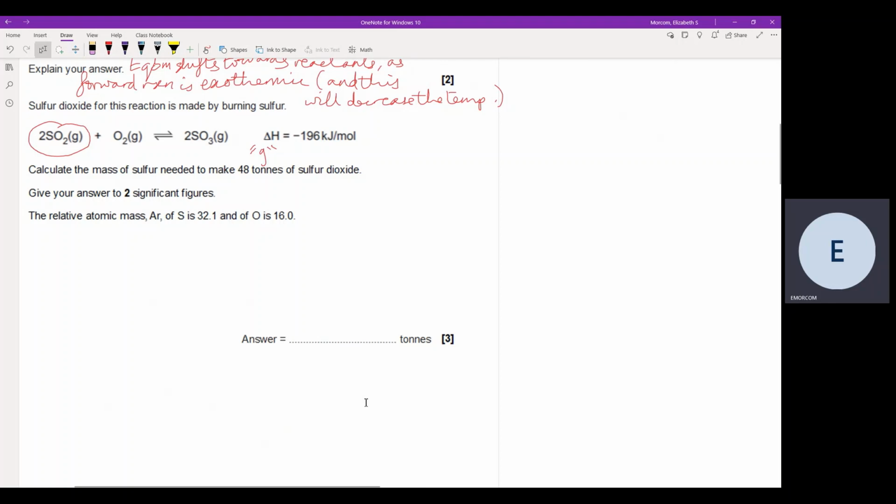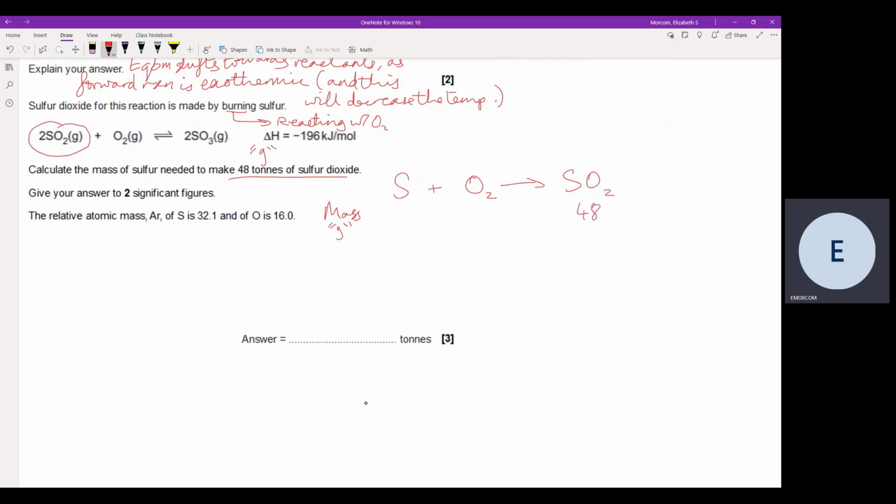So I'm going to write out the equation for the reaction. Burning means reacting with oxygen. So I've got sulfur plus O2 is going to make SO2, and the reaction is already balanced. So let's look at the mass, which is in tons, but we treat it as grams. So we are making 48 tons of sulfur dioxide, so 48 here.